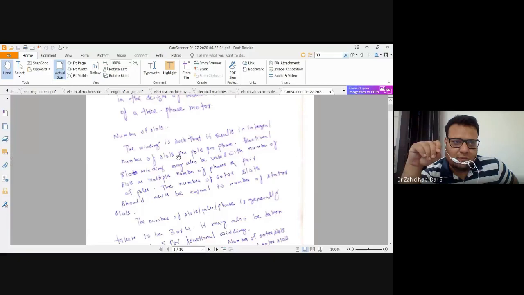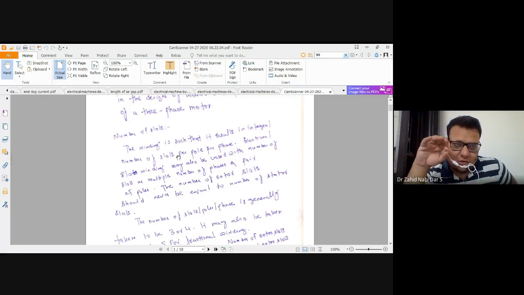The problem of crawling will happen when your stator slots and rotor slots are either equal or an even multiple of each other. If it is odd, no problem. So the winding is such that it results in an integral number of slots per pole per phase. Fractional slot winding may also be used, with the number of slots a multiple of the number of phases and pair of poles. The number of rotor slots should never be equal to the number of stator slots.